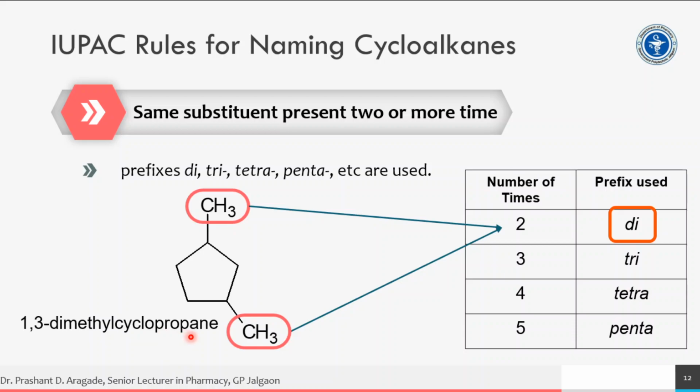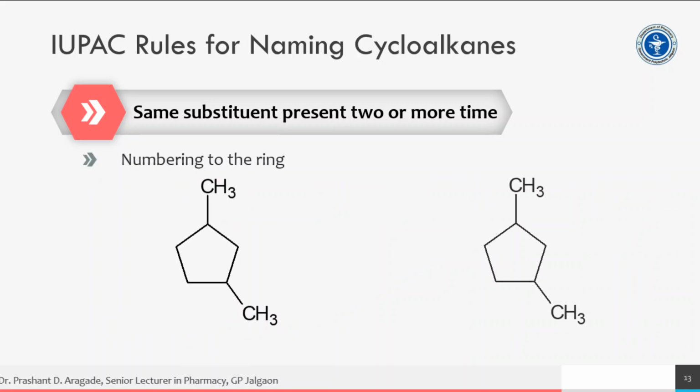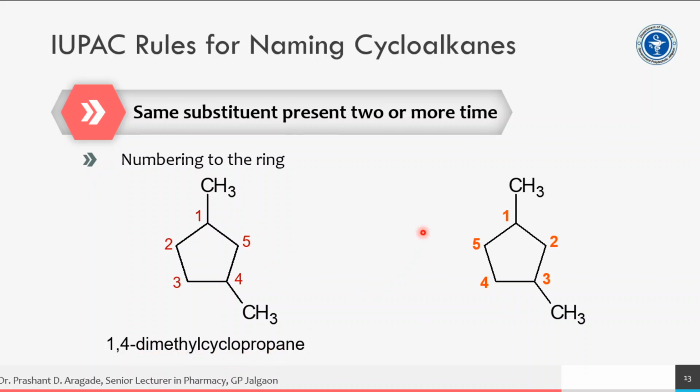So let's see how to number this compound, because now it contains 2 substituents. One of the numbering systems is like this. If you number this ring in the counterclockwise direction, the name of this compound is 1,4-dimethylcyclopropane, and if you number this ring in a clockwise direction, the name of the compound is 1,3-dimethylcyclopropane.